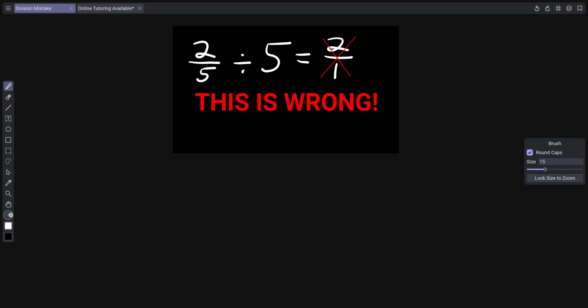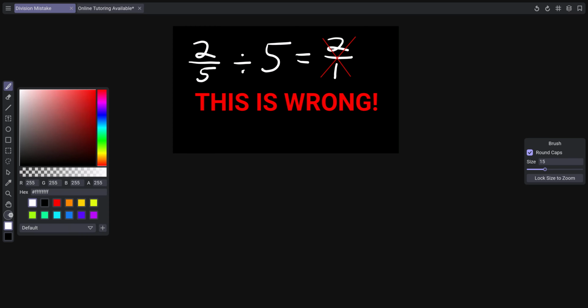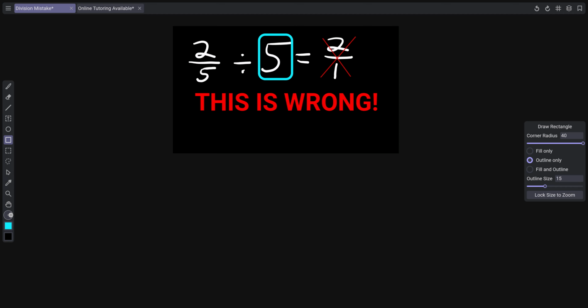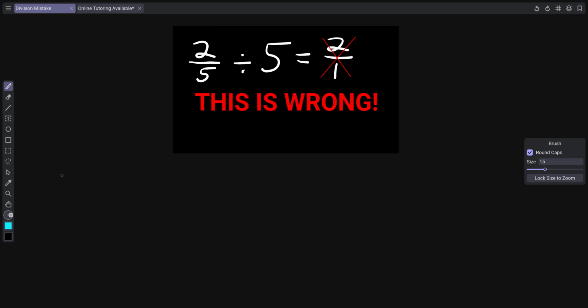Okay, so the first way I would recommend going about solving this problem would be to convert the 5 that you see here as a whole number into a fraction. And we can convert any whole number into a fraction by just taking that whole number and putting it over 1. So now that we've done that, we can take 2 over 5 and divide it by 5 over 1.